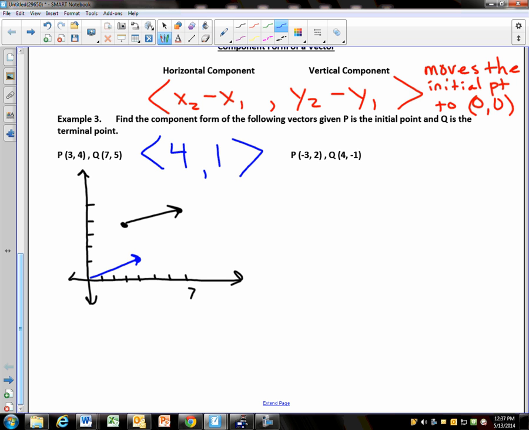Why don't you try P on your own? Okay, you don't have to draw the picture, just subtract the values, put it in component form. It's 7, negative 3. That's the component form of that vector. Any questions how to do that?